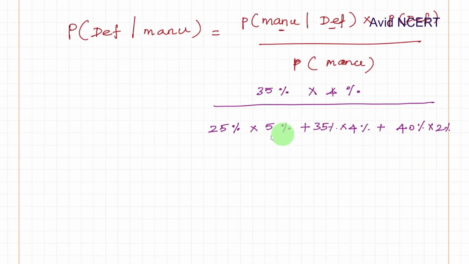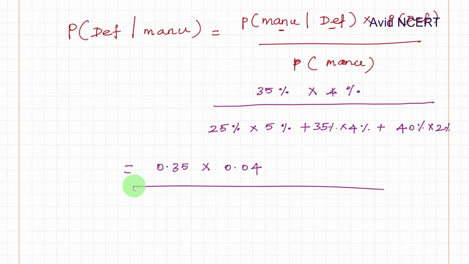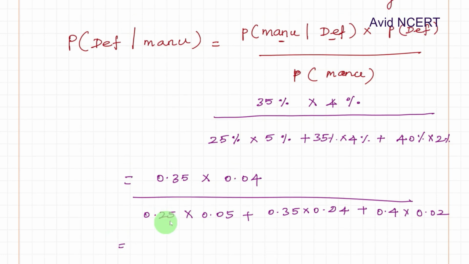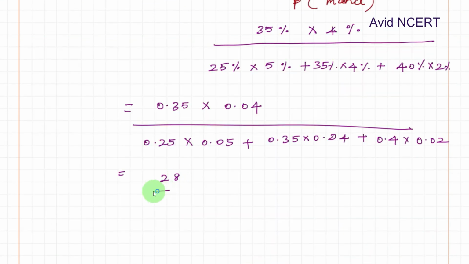By expanding this and solving, we can get the answer. So 35% is nothing but 35 by 100, which is 0.35 in decimal. So 0.35 times 0.04 divided by 0.25 times 0.05 plus 0.35 times 0.04 plus 0.4 times 0.02. By simplifying this, the answer we get here is 28 by 69.